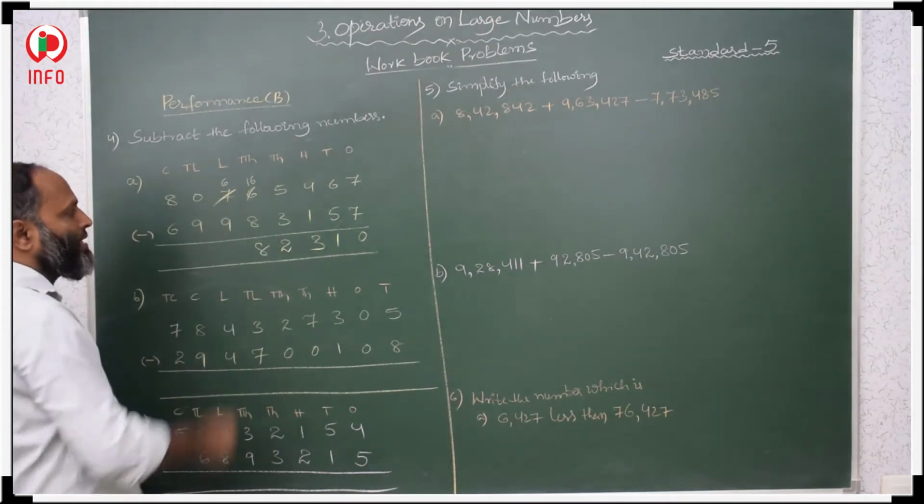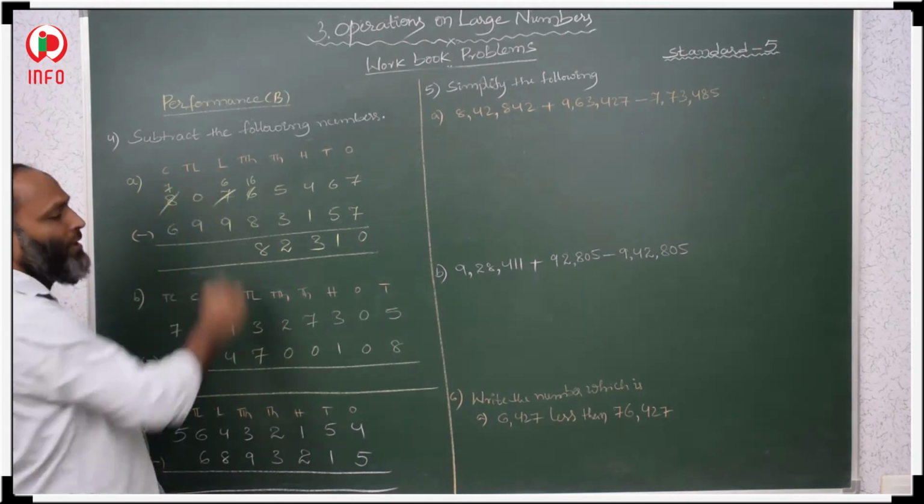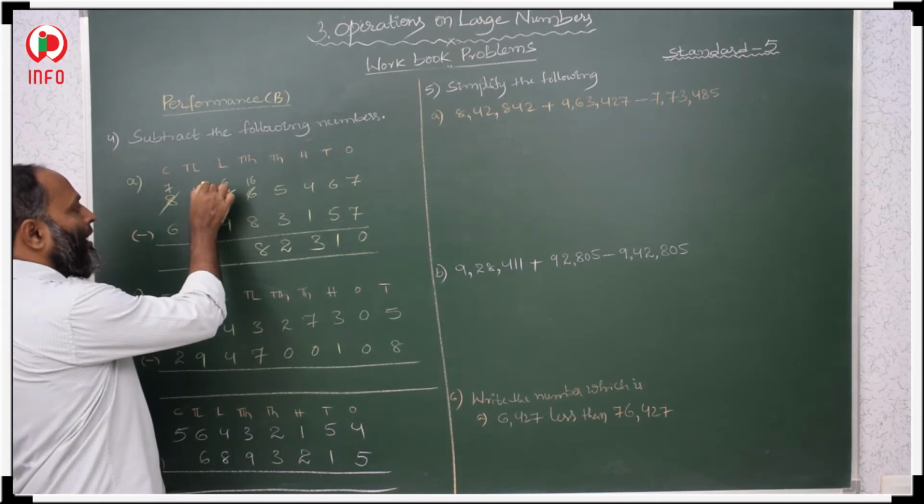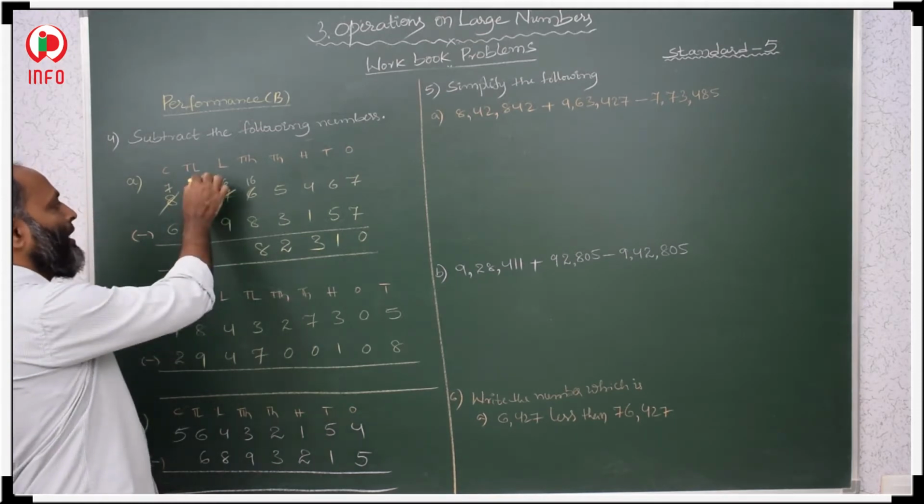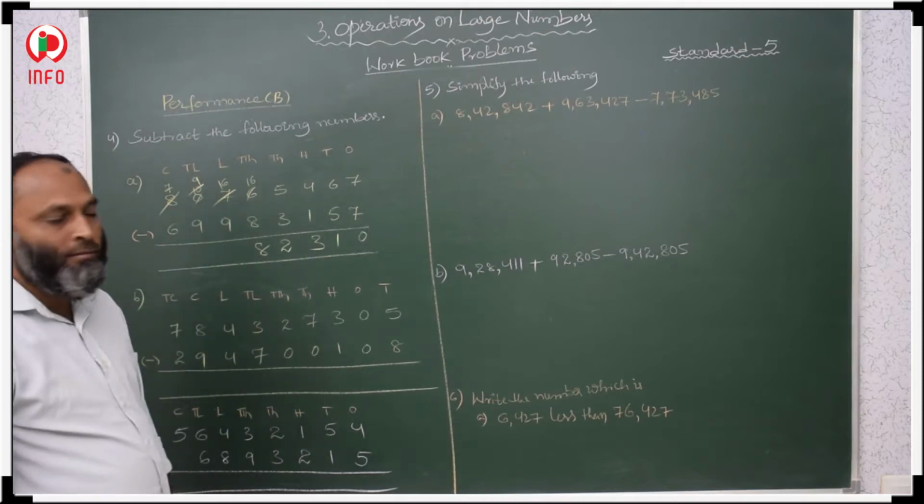Then 6, it is less. You have to take borrow from there. It will decrease by 7. 8 will increase by 10. And from here again you take borrow. It will decrease by 1. It will increase by 10.